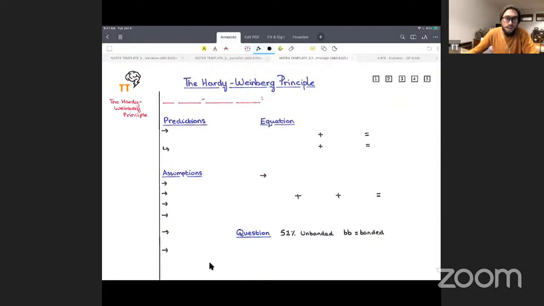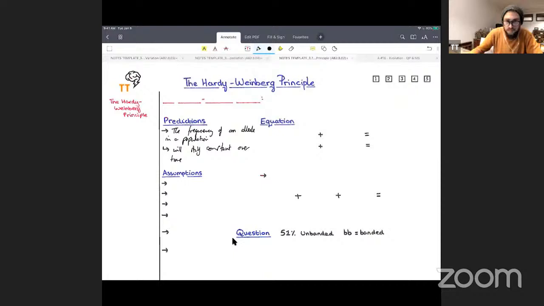Okay, prediction. So the Hardy-Weinberg principle predicts that the frequency of alleles in a population will stay consistent, will never change, will just stay the same always. So the frequency of an allele in a population will stay constant over time.